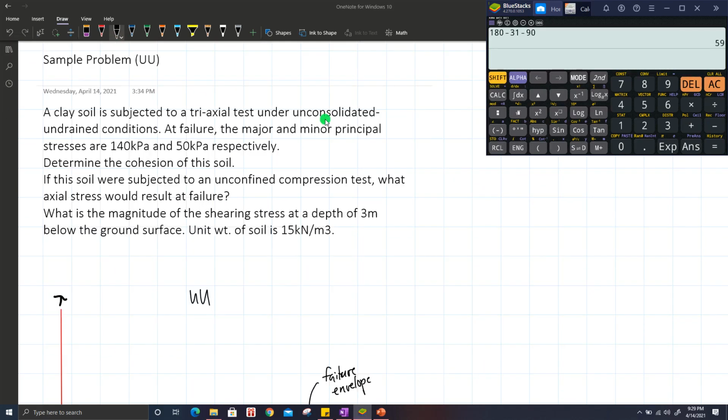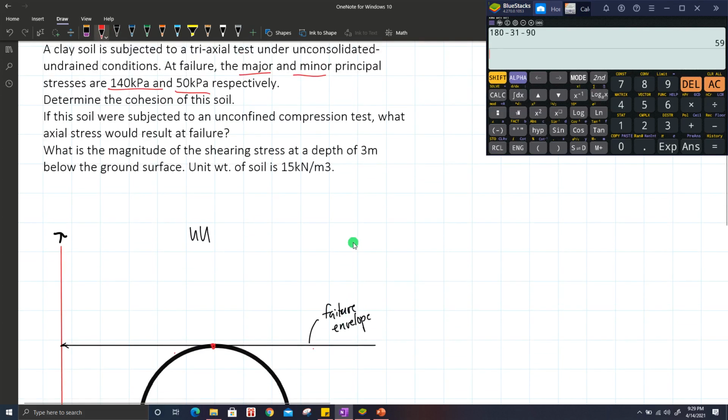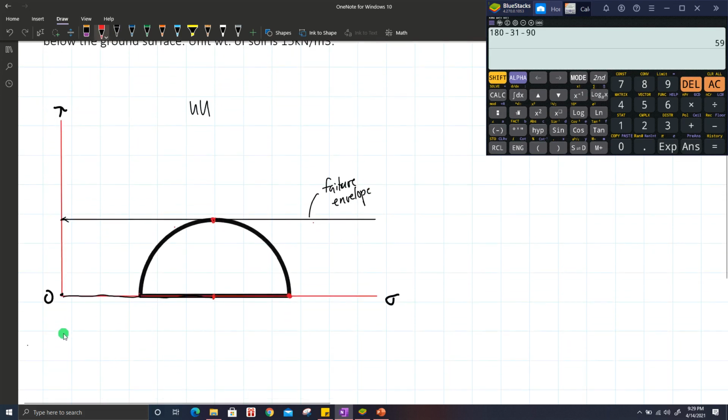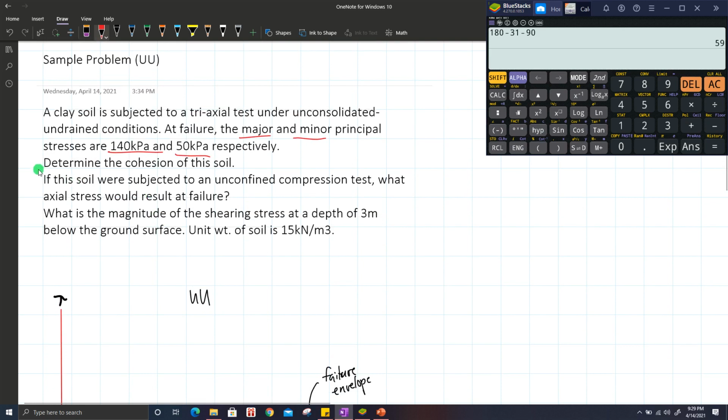So, next. Here's another example for unconsolidated undrained triaxial test. So, meron tayong given na clay soil. At failure daw, the major and minor principal stresses are 140 and 50 kilopascal. So again, drawing lang tayo ng semicircle. Meron tayong 140 kilopascal para sa major. Ito naman yung minor principal stress, that's 50 kilopascal. So required, hanapin yung cohesion of the soil.